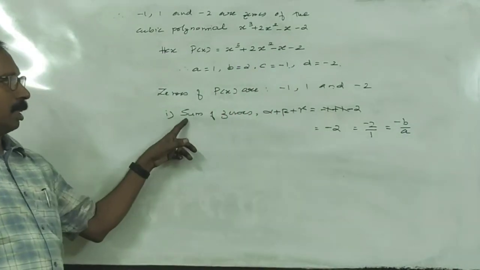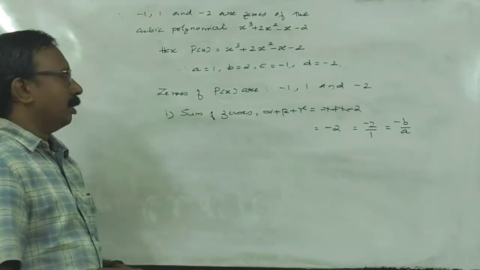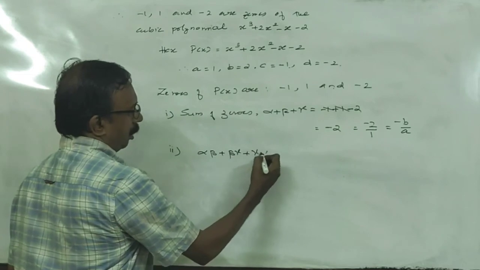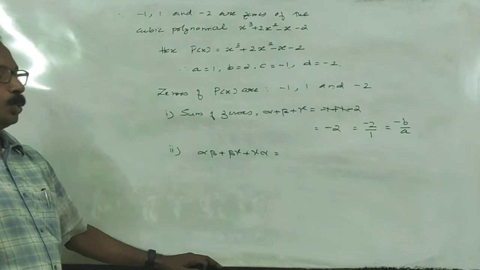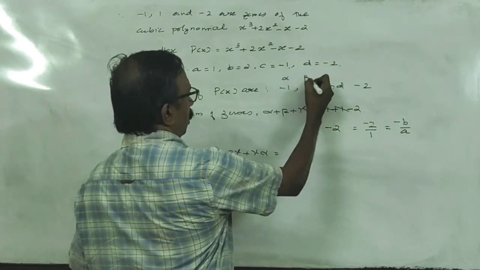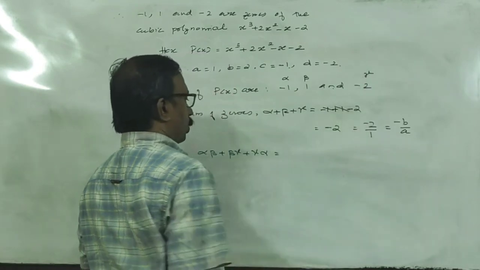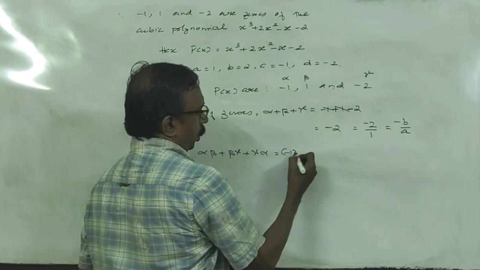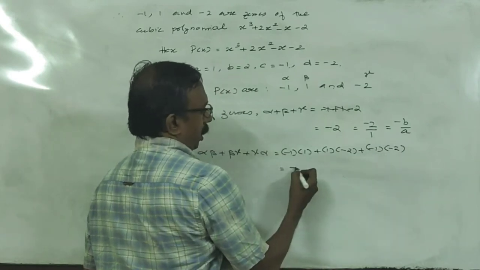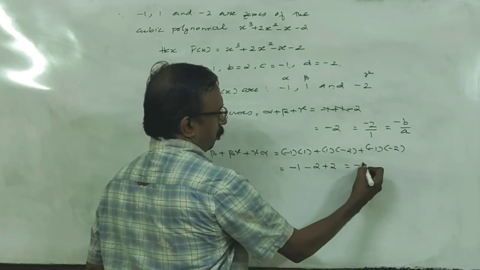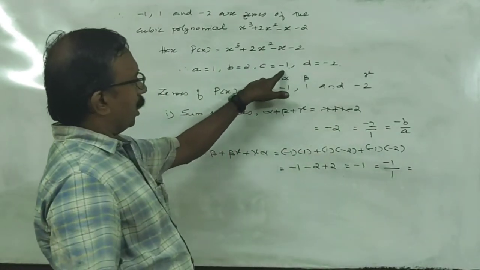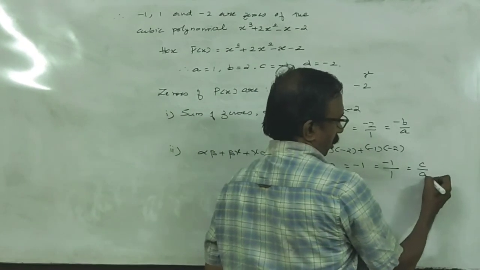That is alpha plus beta plus gamma, sum of zeros is equal to minus b by a, isn't it? Now, alpha beta plus beta gamma plus gamma alpha, sum of the product of zeros taken two at a time. Here alpha is minus 1, beta is 1, gamma is minus 2. That is minus 1 into 1 plus 1 into minus 2 plus minus 1 into minus 2. That is minus 1 minus 2 plus 2, that is minus 1. And minus 1 can be written as minus 1 divided by 1. Minus 1 is C divided by A, C by A, isn't it?